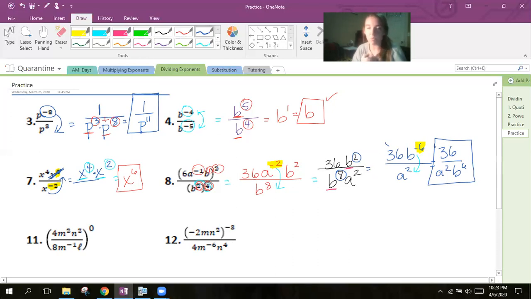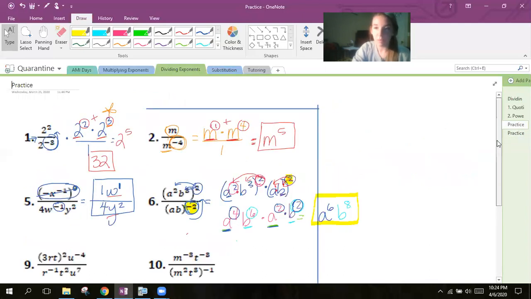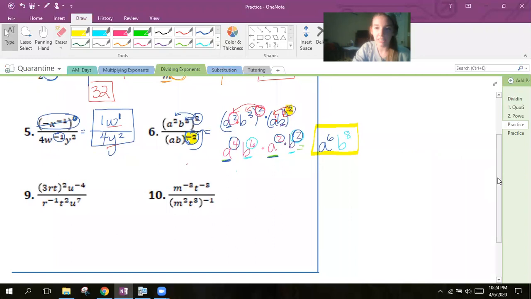Okay, so there's multiple steps to that one. But again, it's just applying all of those rules we've talked about. All right, we are 2/3 of the way finished. Hang in there. All right, number 9.